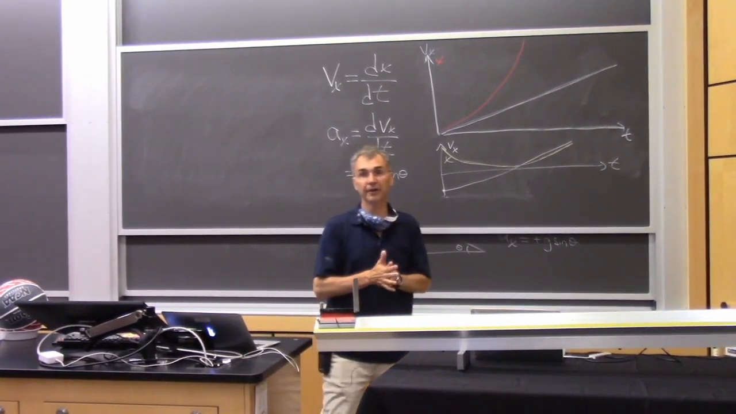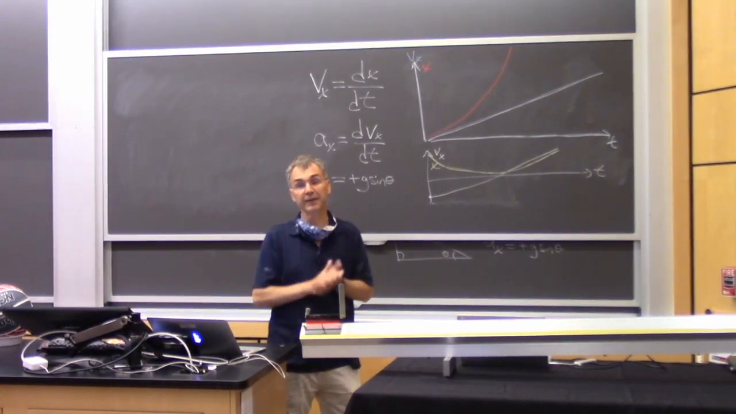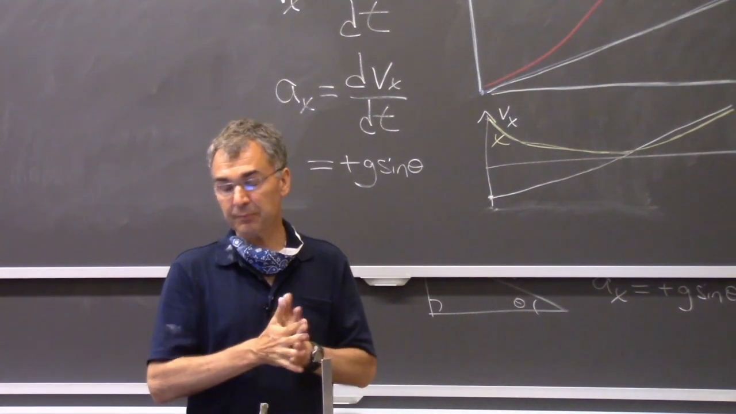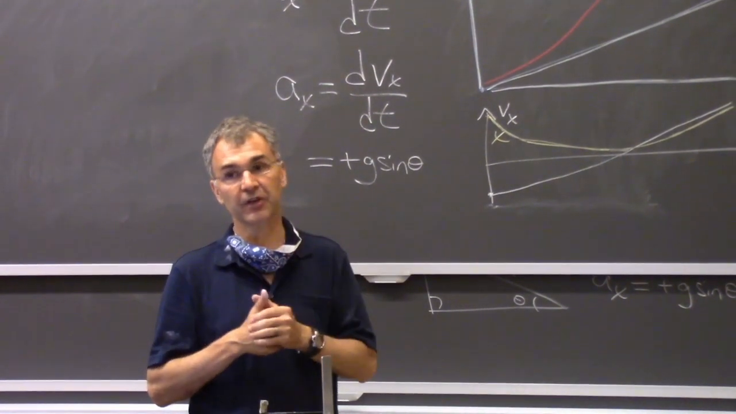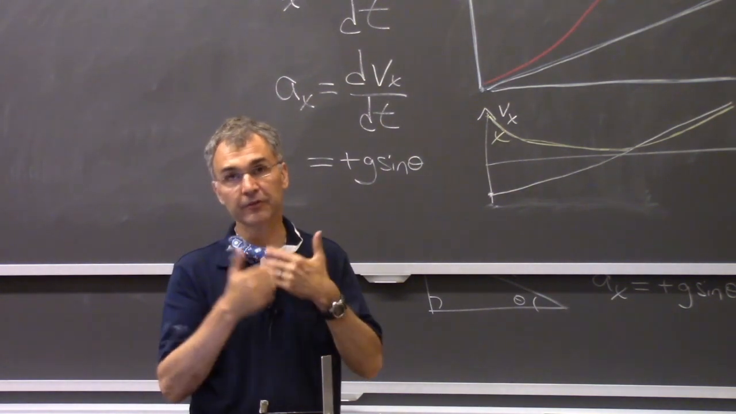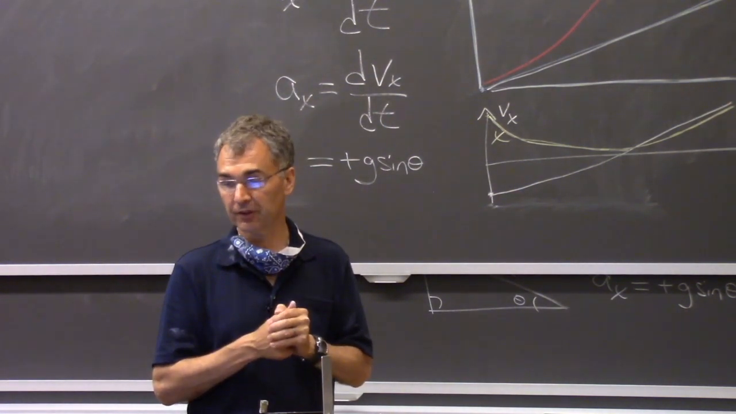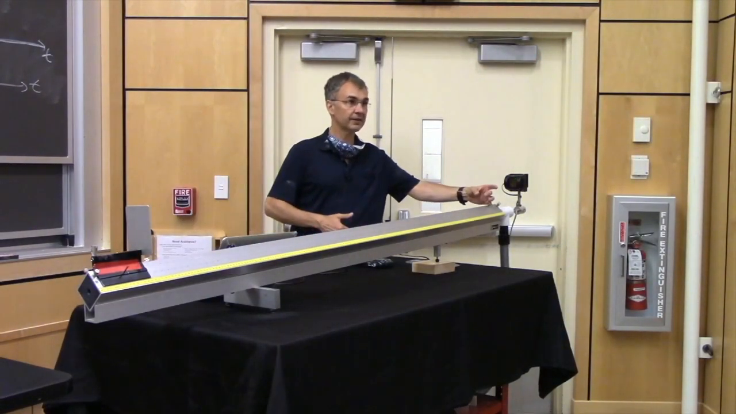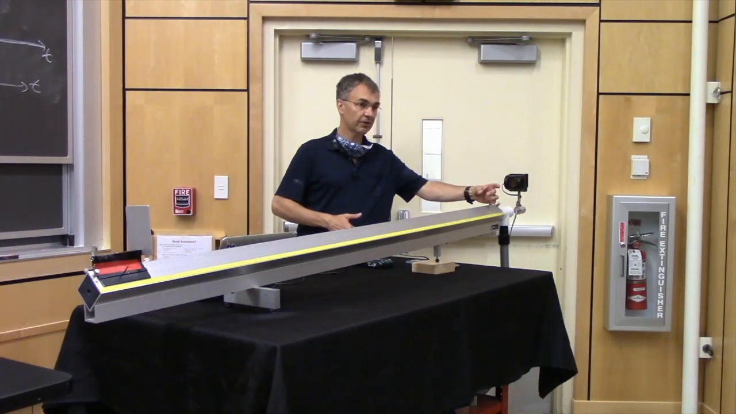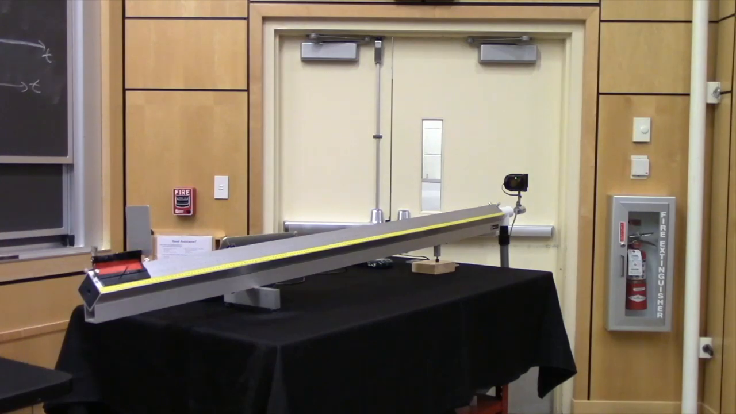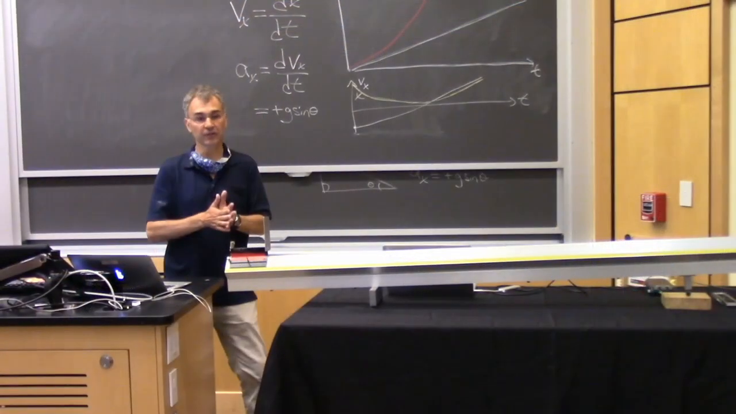Now there's one more scenario I want us to think about in our mind's eye. What do you expect the shape of the position versus time, x of t, and the x component of velocity versus t, v sub x versus t, to look like if I start at x equals 0 and I give the cart a gentle shove downhill? So let's try that, and I'll try it without the graphs first, and then we'll make the graphs.